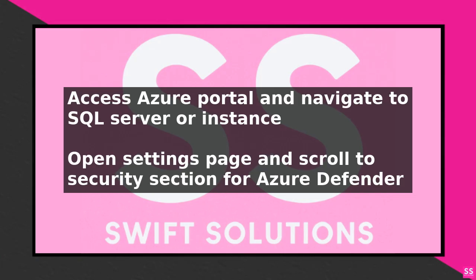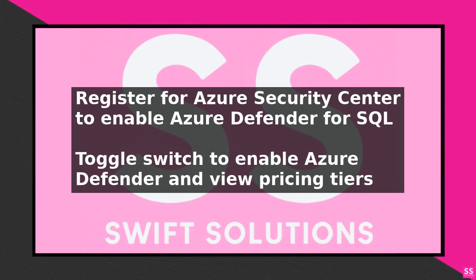Then, scroll down to the Security section and click on Azure Defender for SQL. If you have not already, you will need to register for Azure Security Center, which provides the foundation for Azure Defender. Once you are in the Azure Defender for SQL page, toggle the switch to enable Azure Defender. You will see a list of pricing tiers, including free and standard tiers. The standard tier provides advanced threat detection capabilities and is recommended for production environments.